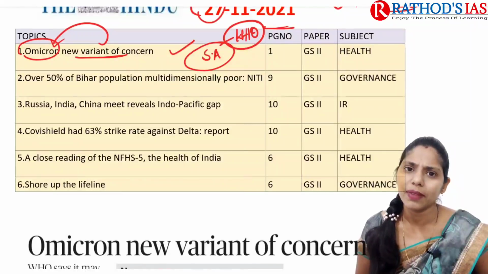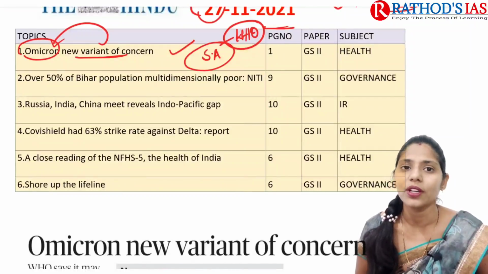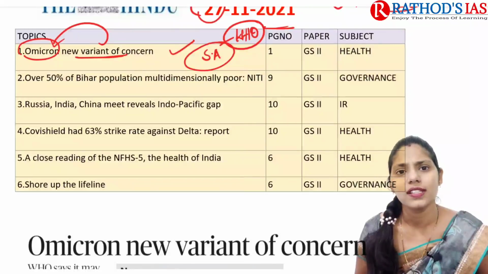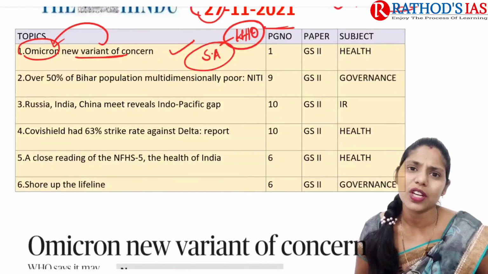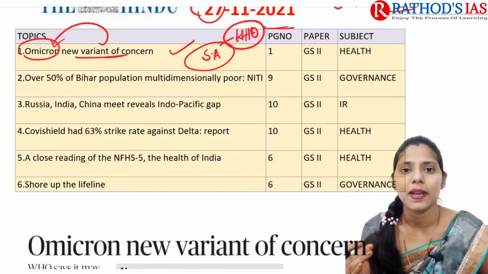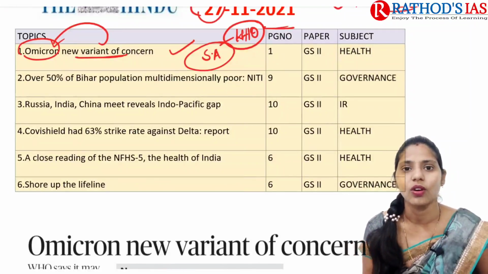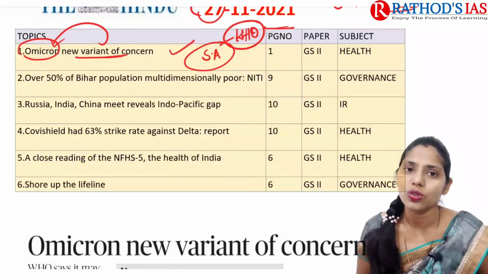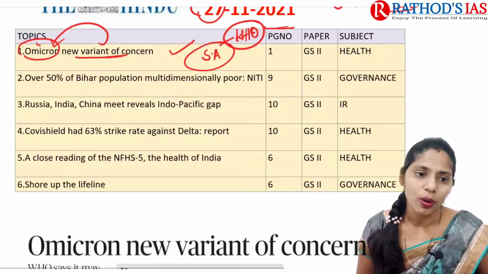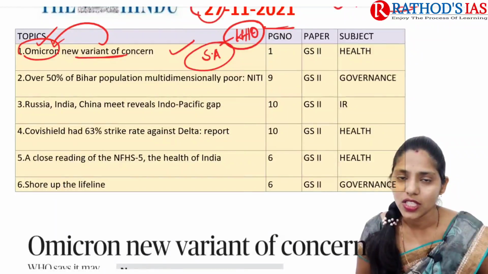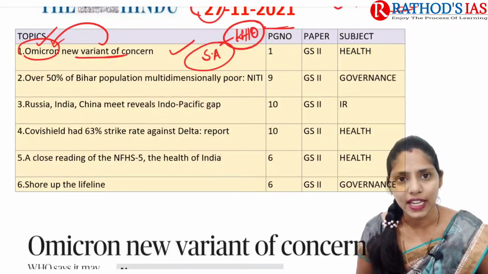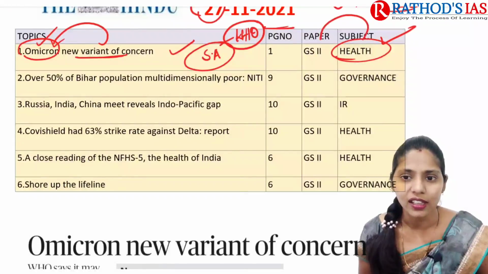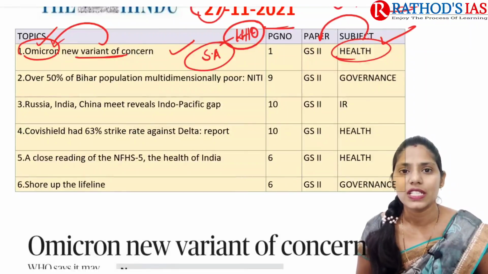Why? Because in prelims you can get a question like: Omicron is seen in news, so what is it related to? In this way you can get a very simple question. There will be options like a new spacecraft, a new asteroid, or a new meteorite. So you will be asked to select the correct option. Here Omicron is a new variant of concern of our COVID-19. Okay, so this topic is important from our health, which mainly comes under GS paper 2.